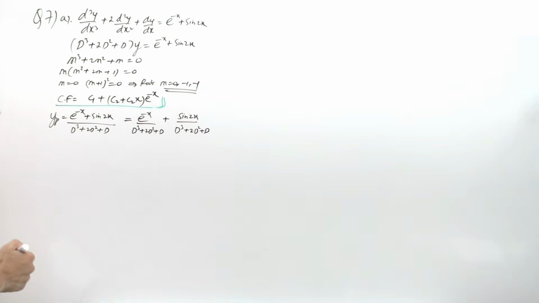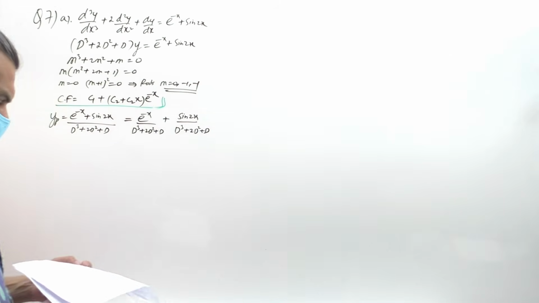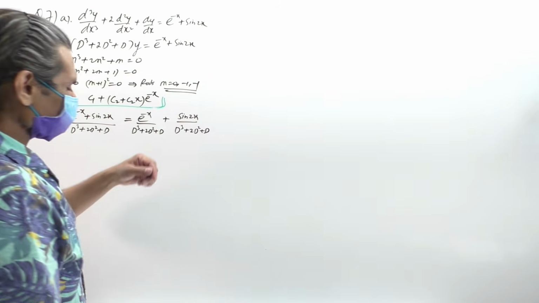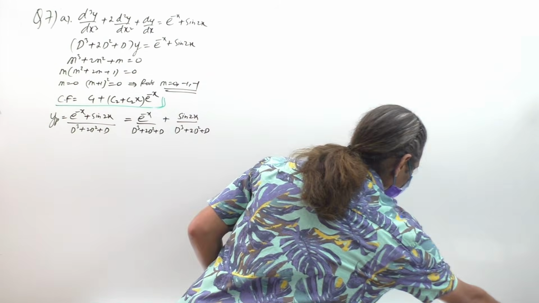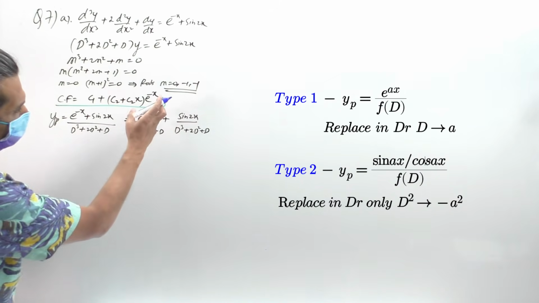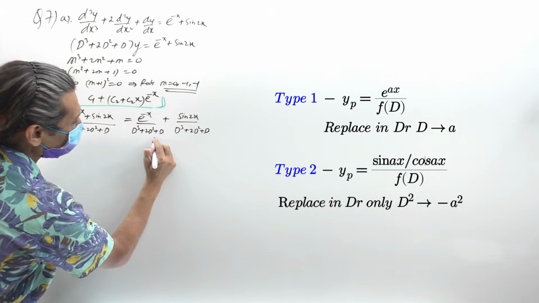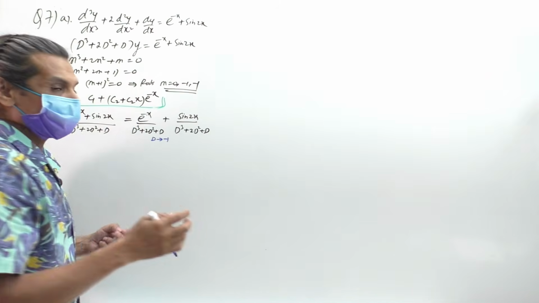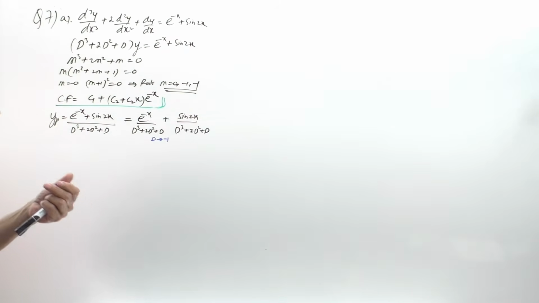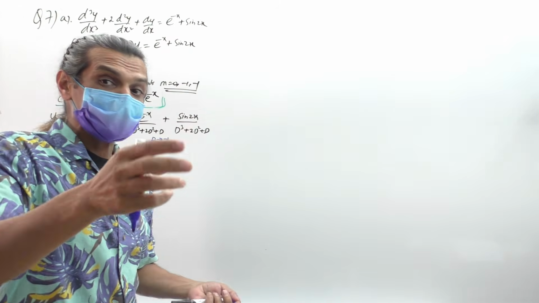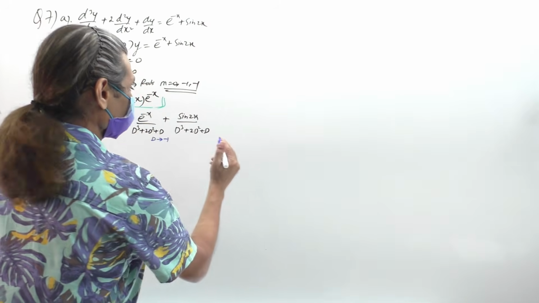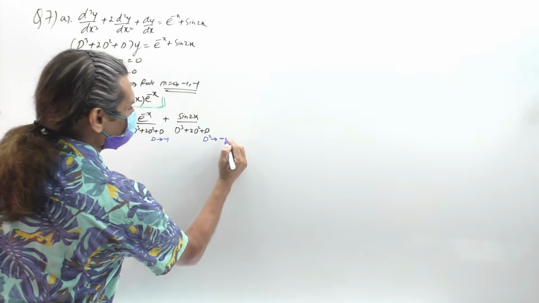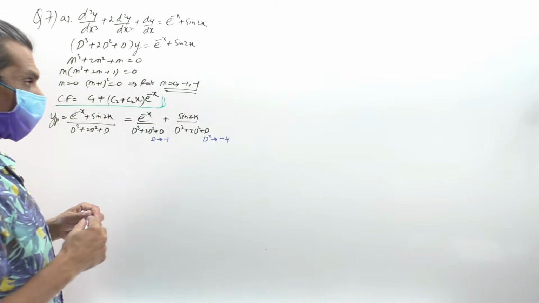Fine. So we have identified both the types here. One is type 1, the other is type 2. In type 1, e^(ax) upon f(D), here you see e^(-x), so a is -1, so replace D by -1. And in type 2, you can check my previous videos also, we replace the denominator's D² only, don't touch the D's. So D² becomes minus a², what is a? 2, so minus 2² is -4. So only D², okay.